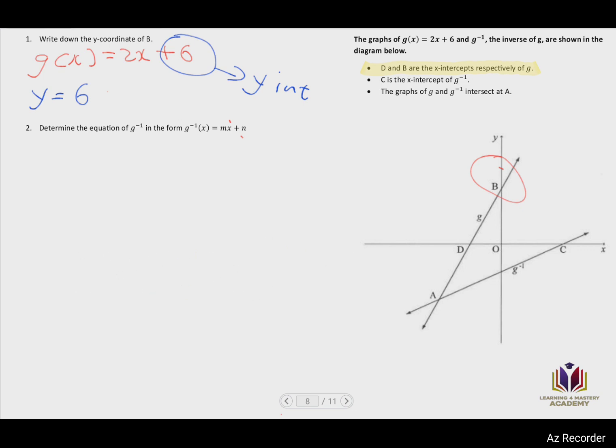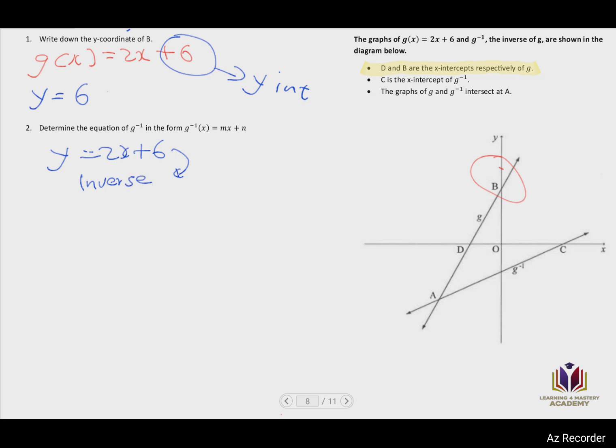And then question 2 says determine the equation of the inverse in the form g negative prime x equals mx plus n. So they want us to calculate the inverse. As you know, to calculate your inverse, you have to firstly look at the original equation, which is basically y equals, or let's use g of x equals 2x plus 6. But remember, your g of x represents the y, so we can do this. Just say y equals, and then to move it to your inverse, this is going to be the inverse here.